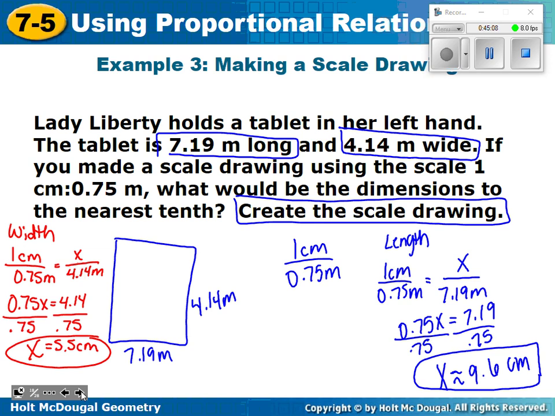Okay, so make your scale drawing. Make sure you're using the centimeter side, not the inches side. Make the scale drawing of the tablet, and label your picture with your measurements.